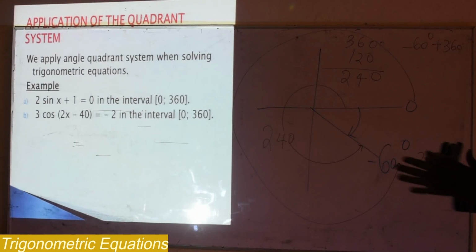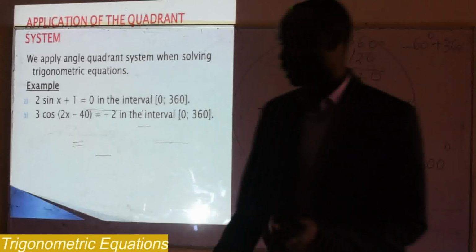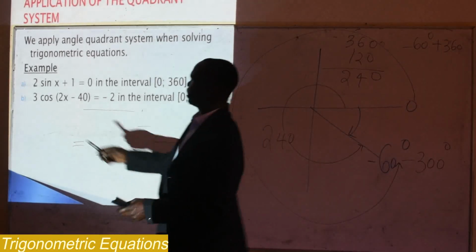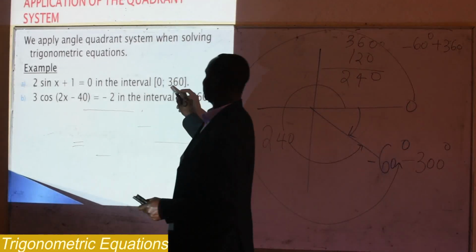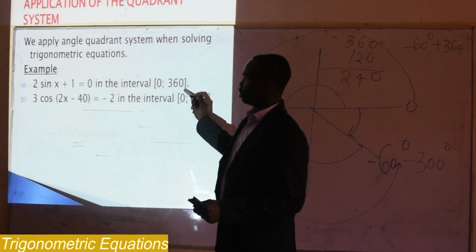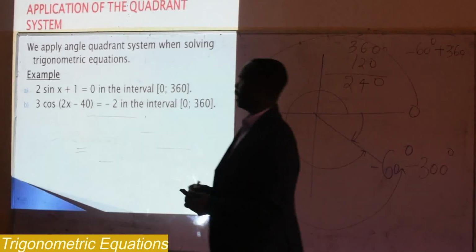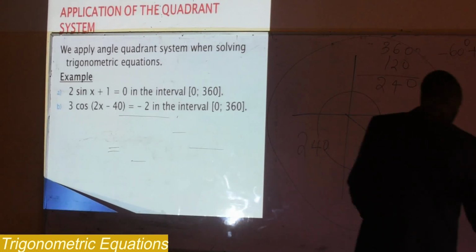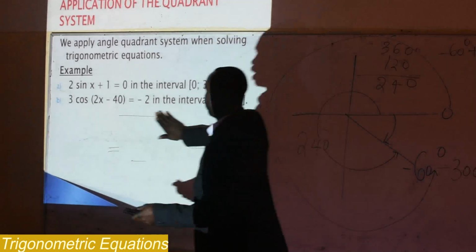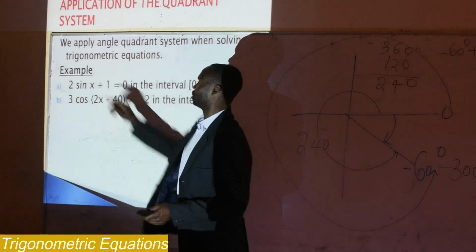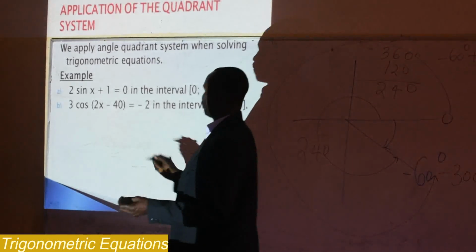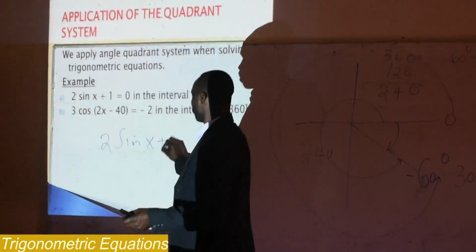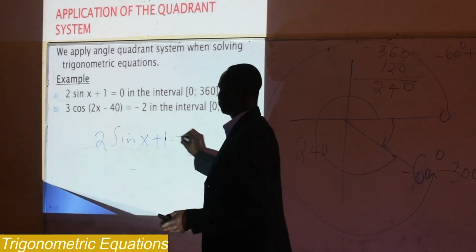A lot. When we talk about application of this particular problem in the quadrant system, where we are asked to work out this one in the interval 0 to 360, you will be required as a math student to use algebra in working out this problem. So the first thing for you to do: this is 2 sin x plus 1 equals 0.